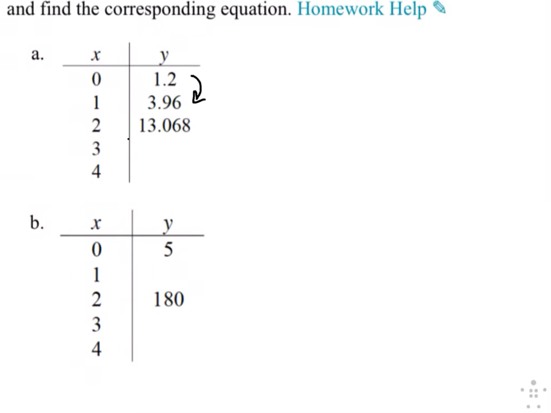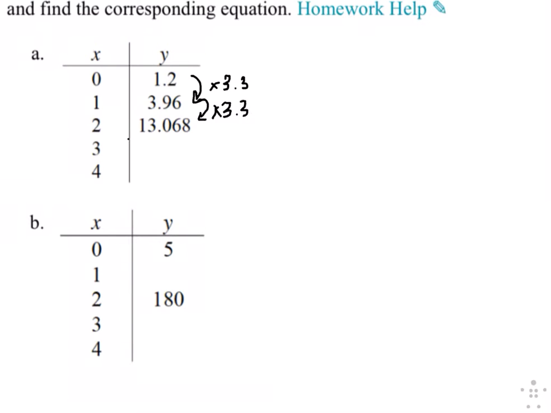So to do that, I'm going to take 3.96 and divide it by 1.2, right? And I get 3.3. So I'm just going to check that now. I'm going to take 3.96 and multiply by 3.3 and see if it works. And it does. It gives me 13.068.